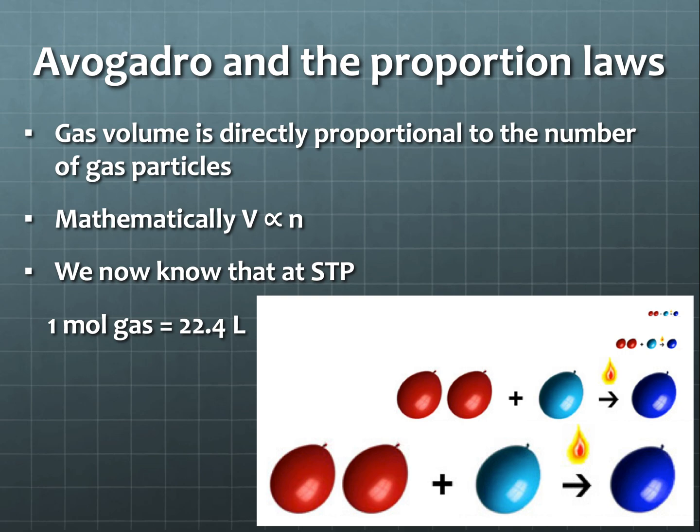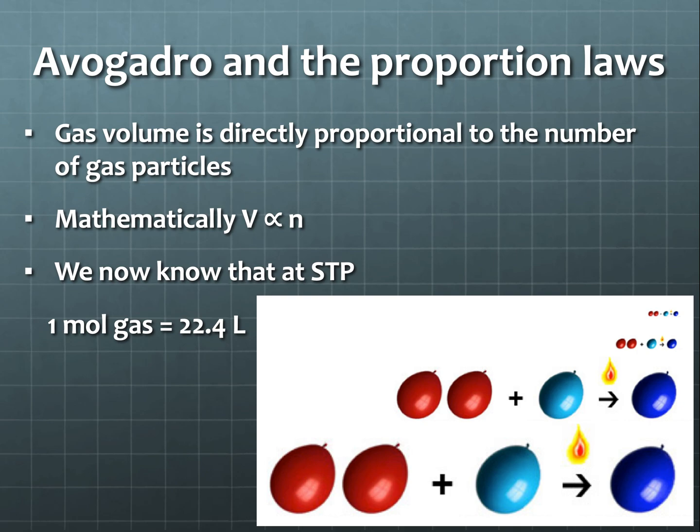And he also told us that volume is directly proportional to the number of gas particles. Now that makes sense to us because if we have more particles, we're going to have more volume. We're going to be taking up more space with the more particles that we have. Now, that constant temperature and pressure is what we know as STP, standard temperature and pressure. That would be 1 atmosphere and 0 degrees Celsius.